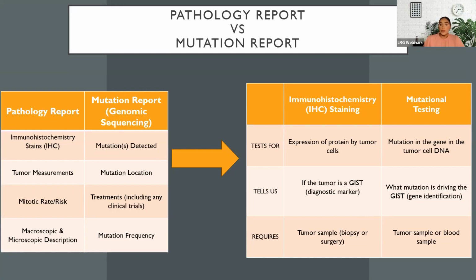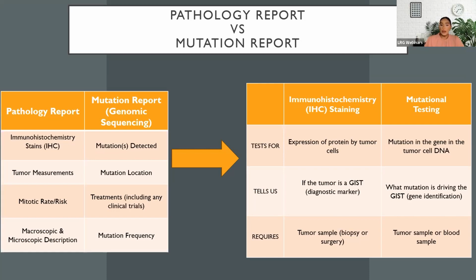This report provides what mutation or mutations are detected if a patient has a secondary mutation. It also tells us the exact location in the gene where the mutation has occurred in the amino acid. It can also provide a list of treatments that the mutation will respond to, along with any clinical trials that a patient may benefit or be eligible for.